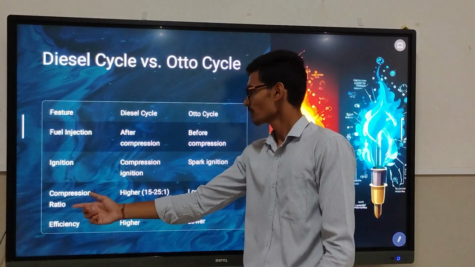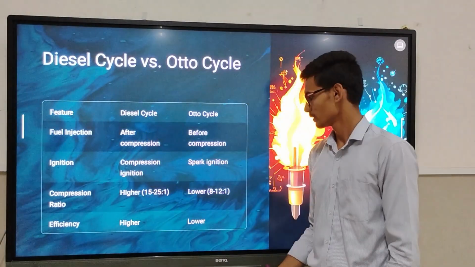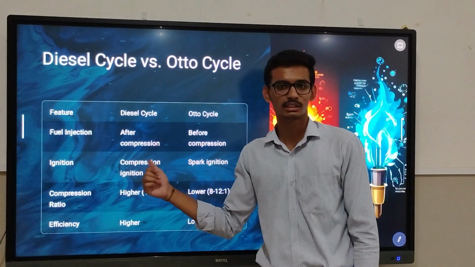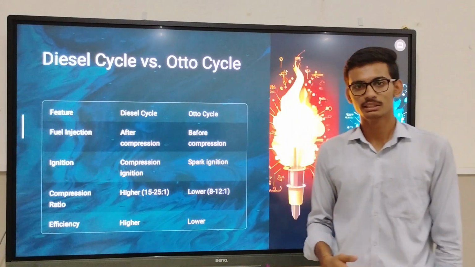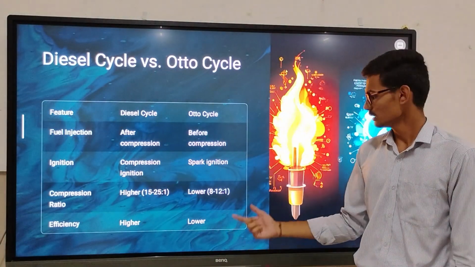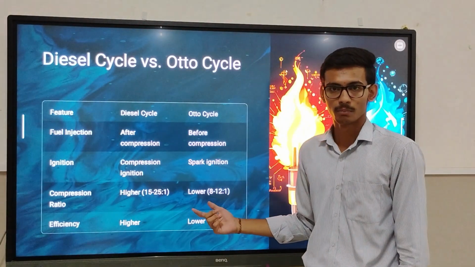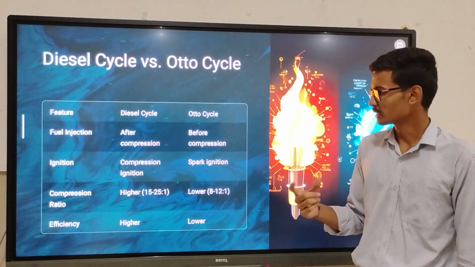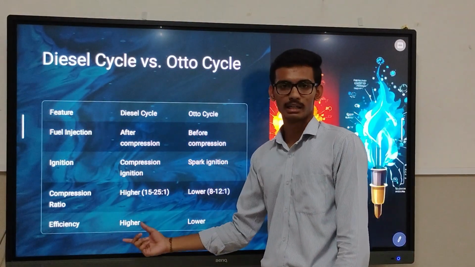About compression ratio, the diesel cycle has a higher compression ratio than the Otto cycle. And when you're talking about efficiency, the diesel engine is more efficient than the Otto cycle engine. The Otto cycle engine gives more work output, but there is a difference between work output and efficiency. That's why the diesel engine has higher efficiency.